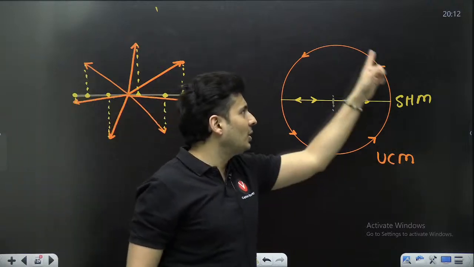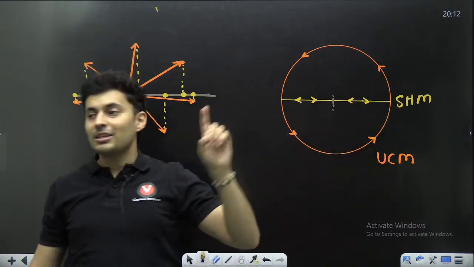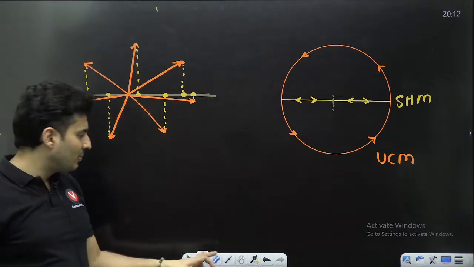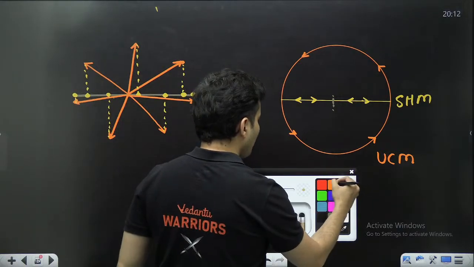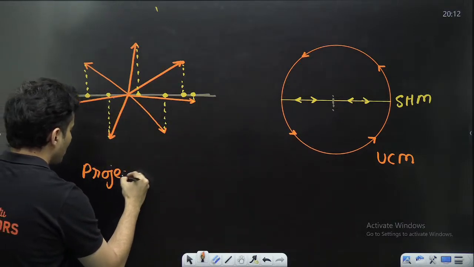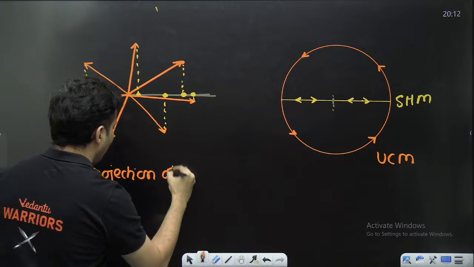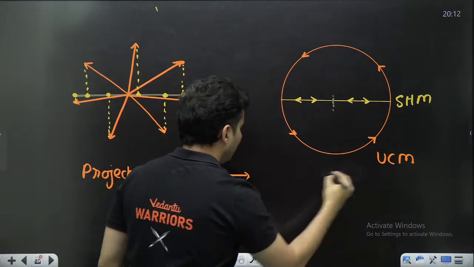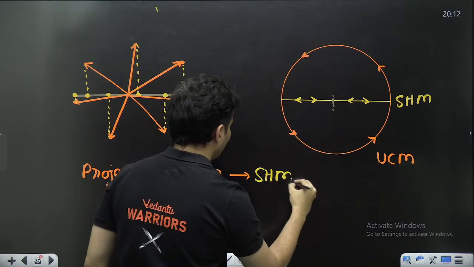So the projection of UCM is a SHM. Is this point very, very clear? So the projection of a UCM, what is it? It is a simple harmonic motion.